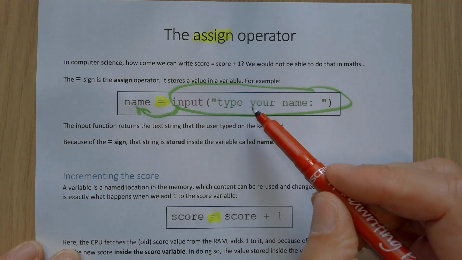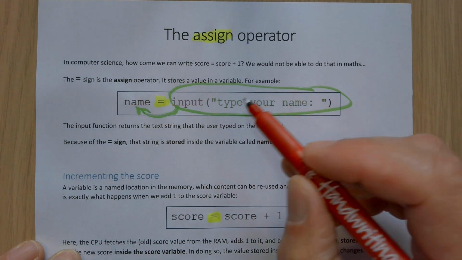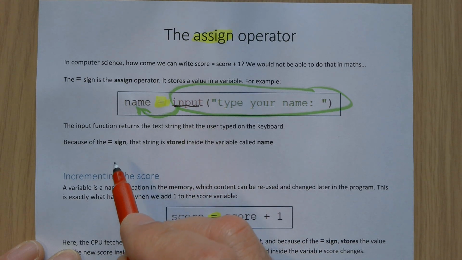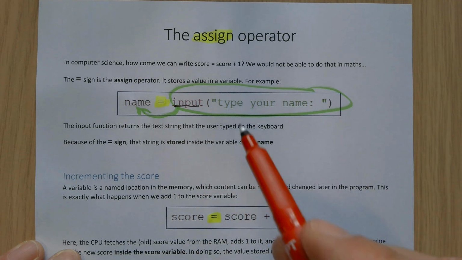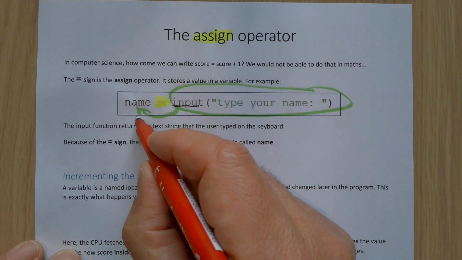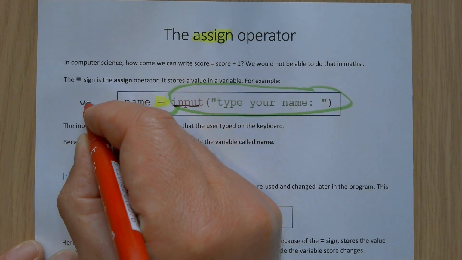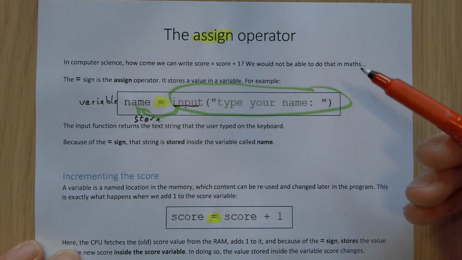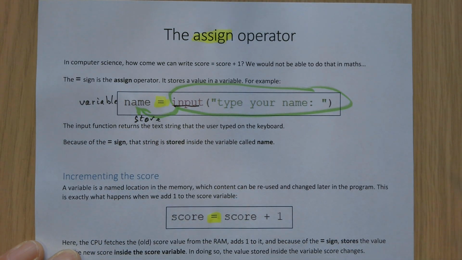Here, in this example, when we say takes the value on the right, we are going to have to call the input function, and that input function will return what the user has typed on the keyboard. You then store that value, and it must be a variable on the left of the equal sign of the assign operator, so you're storing the value into the variable.